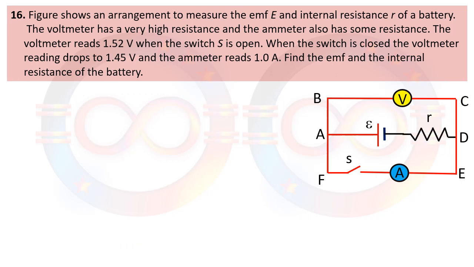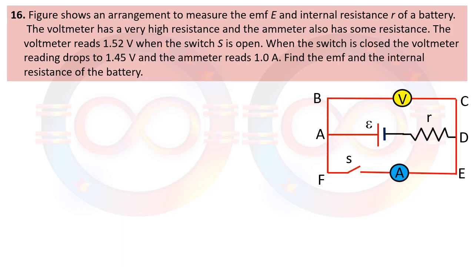Question number 16 is saying that in the figure there is an EMF of battery E, internal resistance is R, and the voltmeter has very high resistance, and the ammeter also has some resistance. The voltmeter reads 1.52 volt when the switch S is open. As we know, when we measure the EMF of a battery, there should not be any load resistance. So S is open, the voltmeter is showing 1.52 volt. It means that is nothing but the EMF of the battery.